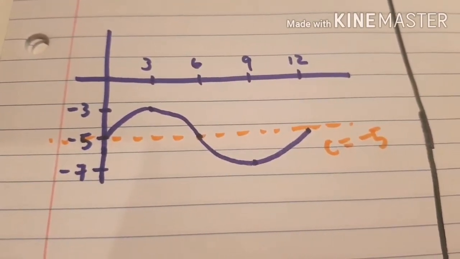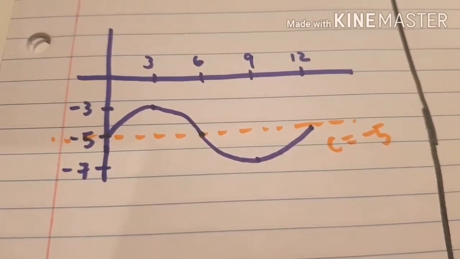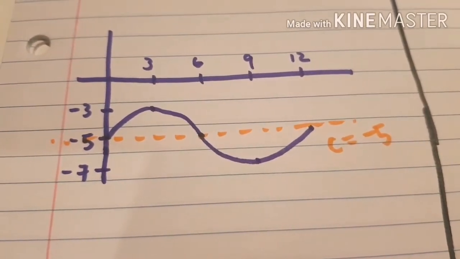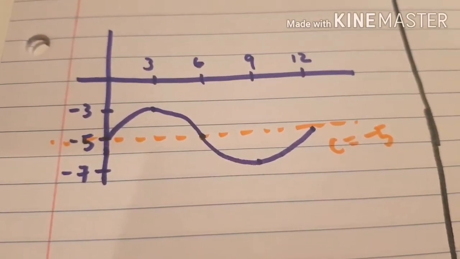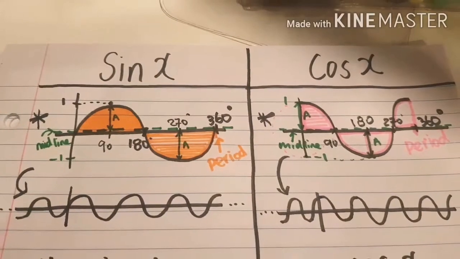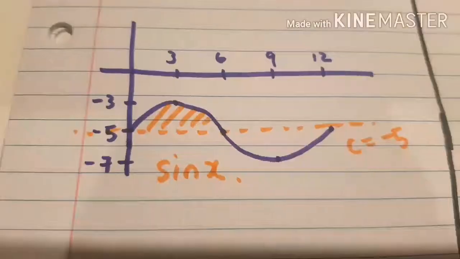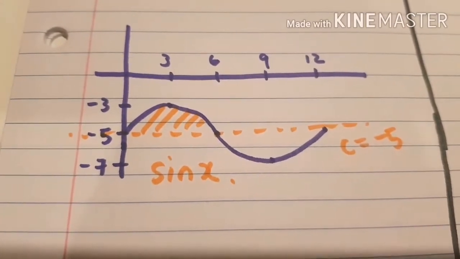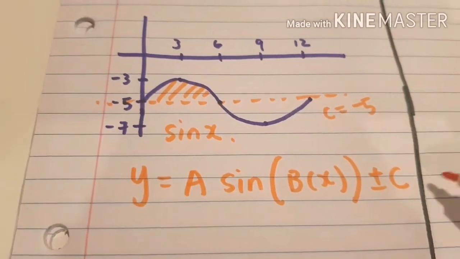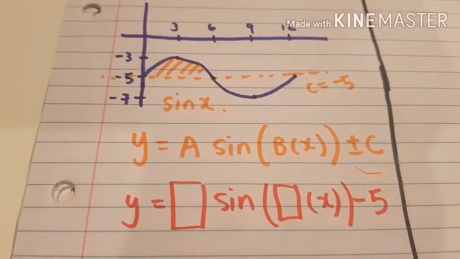Then now you need to distinguish whether it's sine or cosine. So is it starting with a half a circle or a quarter of a circle? It's starting with a half a circle. So what is it? It's sine, isn't it? So therefore my equation would be like this, and I know that my C value is -5.